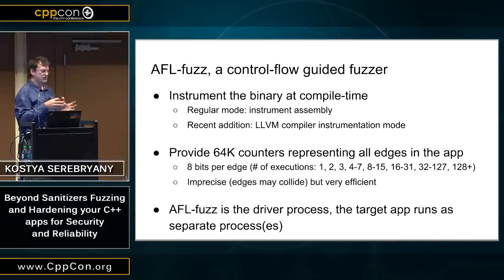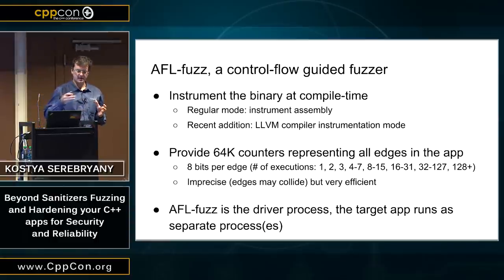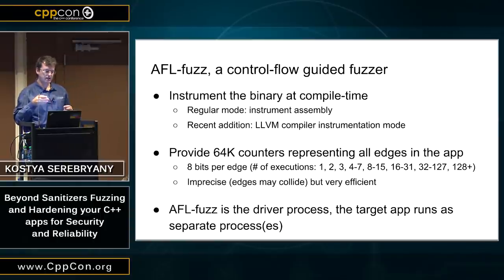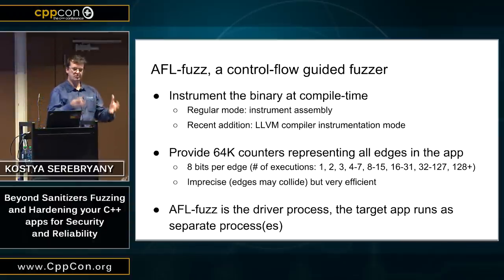This is not an exact mapping between counters and the edges in the application, so there could be some collisions. The counters are imprecise, but they're still good enough, and they provide quite good information to work with. The counters are 8-bit, and they represent 8 different states, like this path was executed once, twice, 3 times, from 4 to 7 times, and so on. And if a given input unit produced a new bit in this array, it means that this unit is interesting. We're adding it back to the corpus.